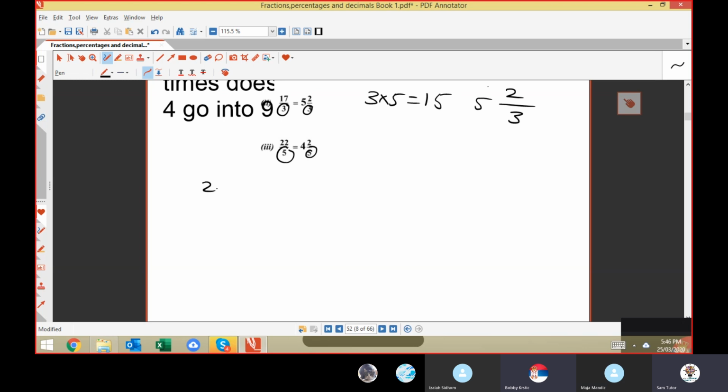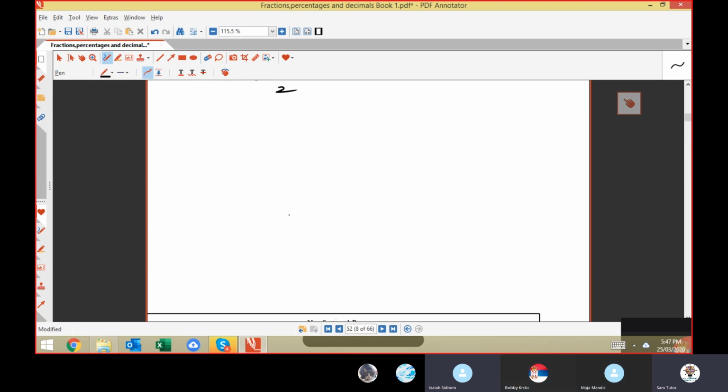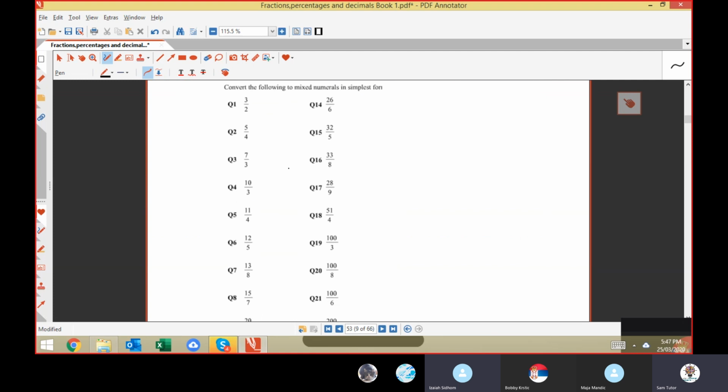Let's do it again. So we've got the number 22 over 5. How many times would 5 go into 22? Well, 5, 10, 15, 20. That's 4 times. And the remainder is 22 minus 20, which is 2. Good job. So it's 4 and 2/5. Does that make sense to everybody now? Yeah. All right, let's do some questions together.